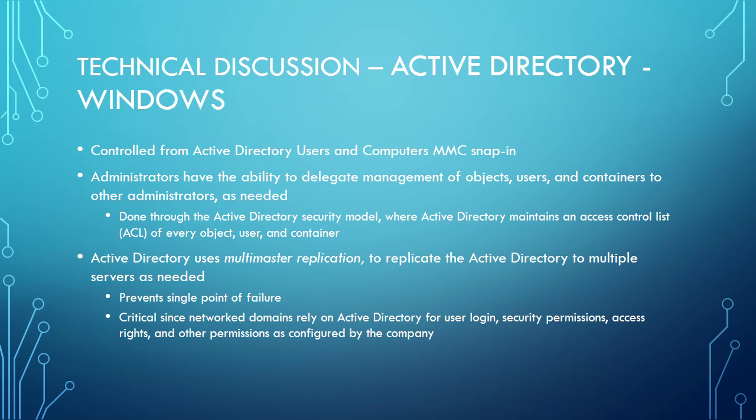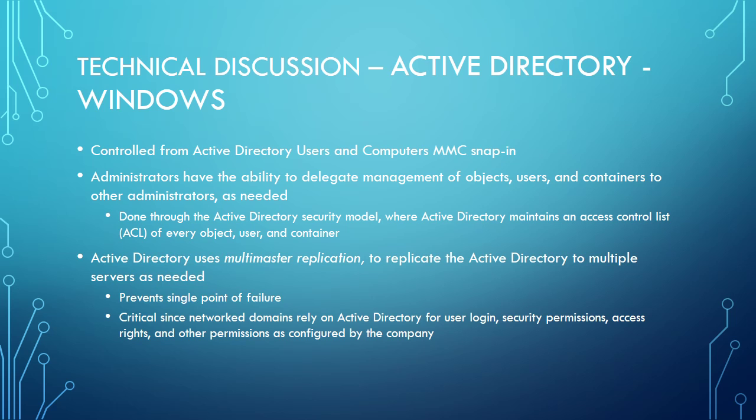Active Directory uses multicast replication to replicate the Active Directory to multiple servers as needed. This prevents a single point of failure, which is critical since network domains rely on Active Directory for user login, security permissions, access rights, and other permissions as configured by the company.